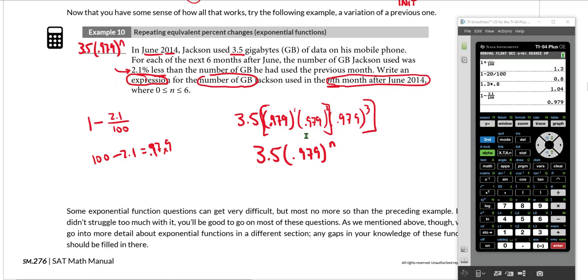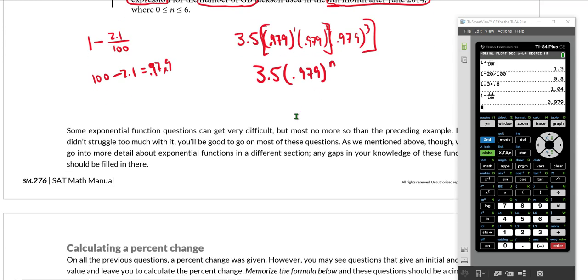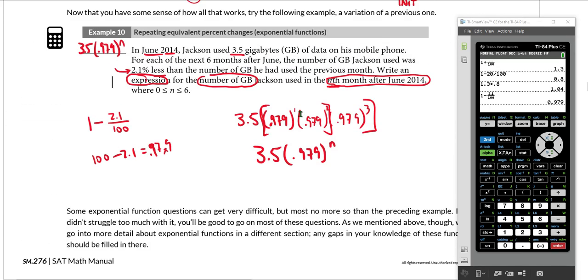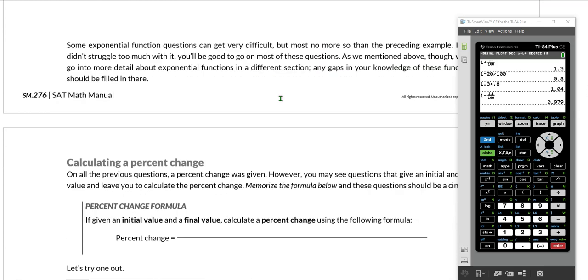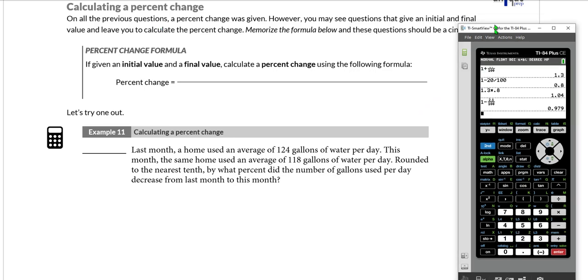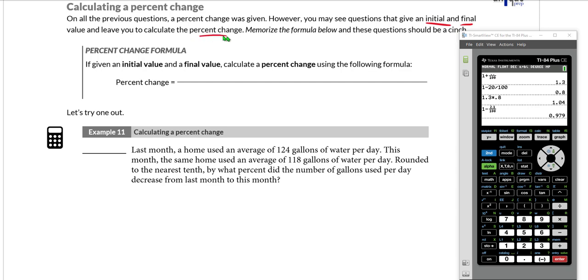Hopefully that makes sense. Again, if it didn't, you will get more experience with exponential functions once we hit the exponential functions section. Don't worry too much about them at this point. You should just have some sense that this is how they work. At the top of the next page, we need to talk about calculating a percent change, and then we will be finished. By calculating a percent change, we mean that you're given the starting value and the final value, an initial and a final, and you need to calculate the percent change. You will recall that in all the previous examples, we were given the percent change and we had to go from an initial value to a final value using that percent change.